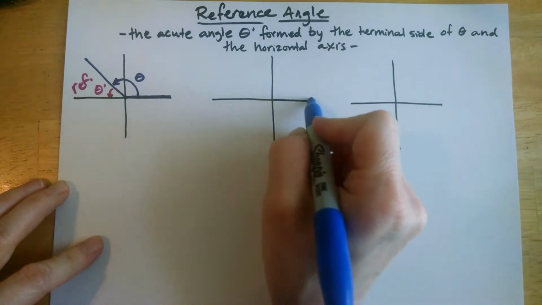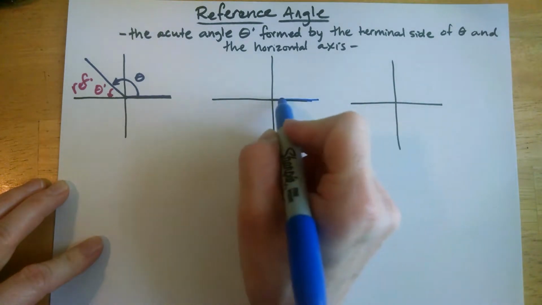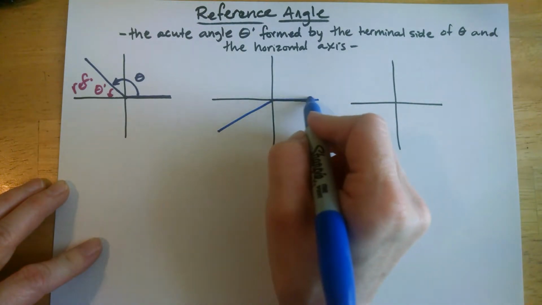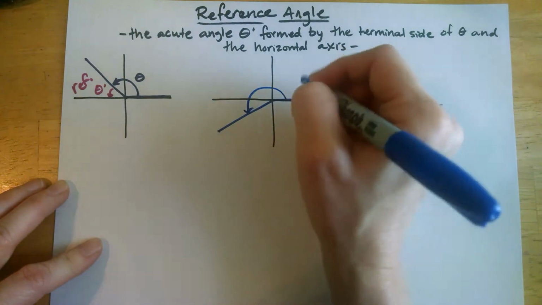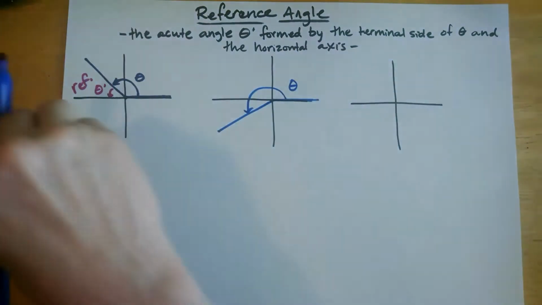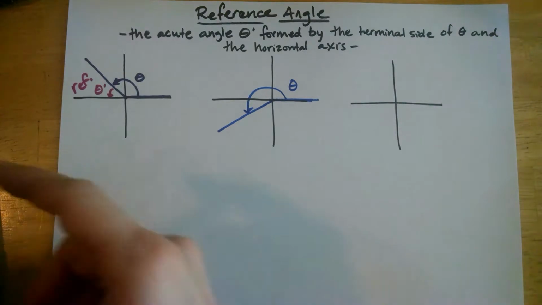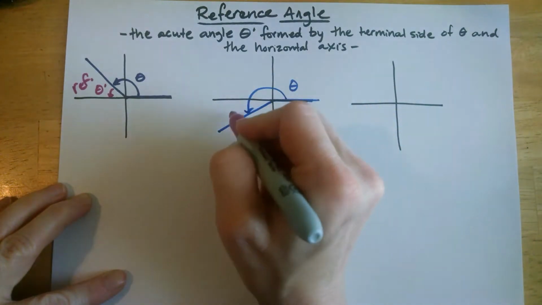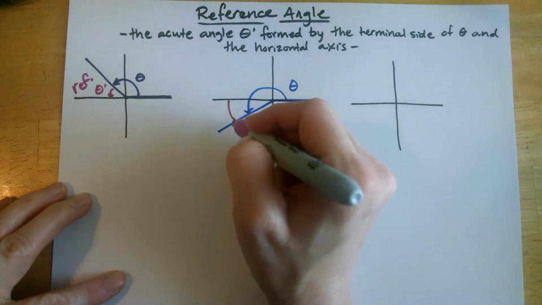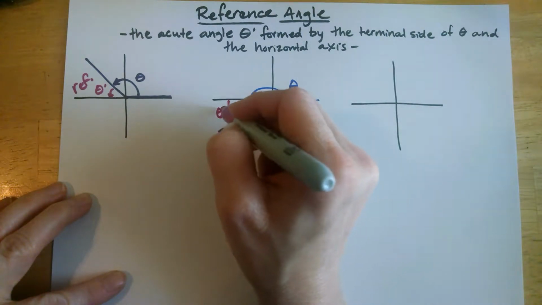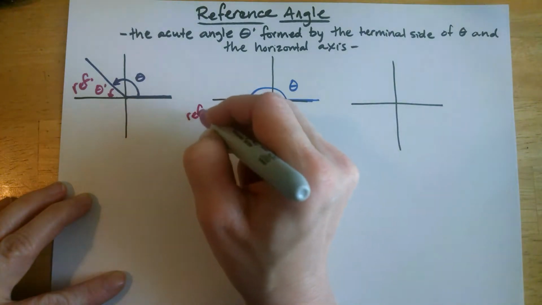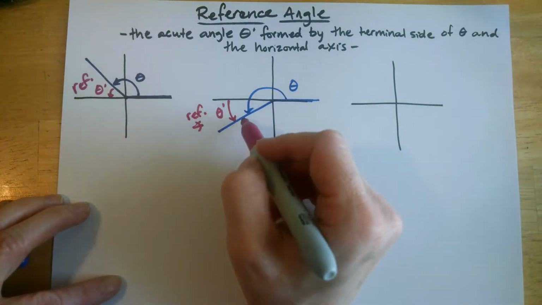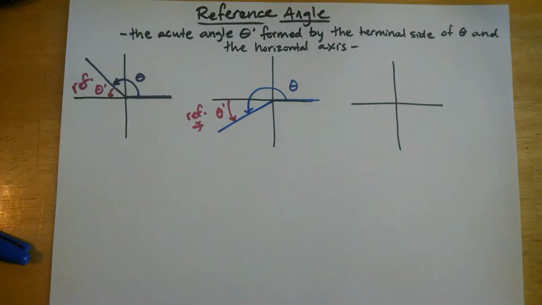So say I had an angle that starts here and it goes all the way around and it ends up in this quadrant right here. Okay, so if this is my theta, then my reference angle is the acute angle formed by that terminal side to the horizontal axis. It always comes back to the horizontal axis. So right here is theta prime, or my reference angle. Even though theta goes all the way around here, we're going to come back to a horizontal axis there.